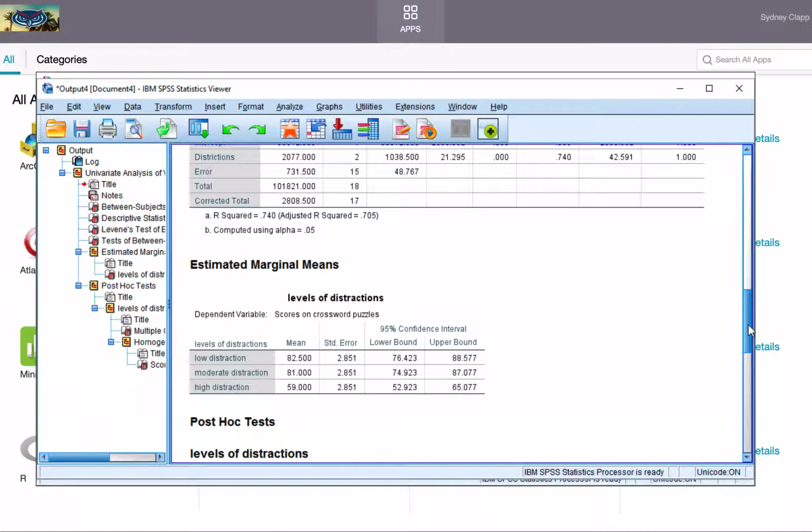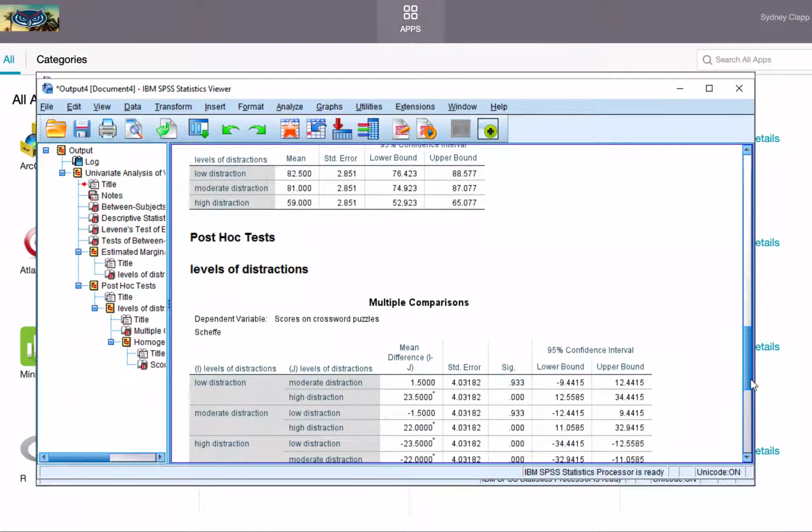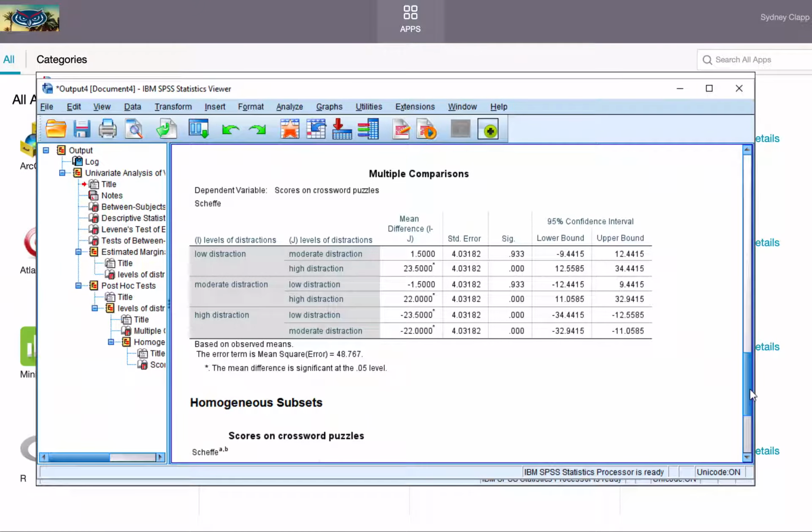Here's our estimated marginal means. And then our last thing that we're going to look at is our post hoc, which is our Scheffé. I think I'm pronouncing that correctly. And I'm going to stop recording just for ease, and then what I will do is record from the Scheffé on.